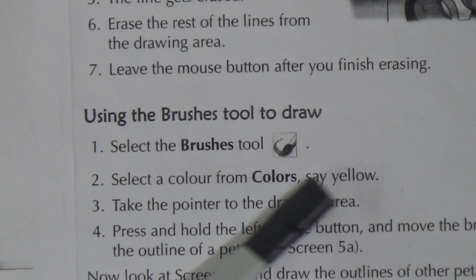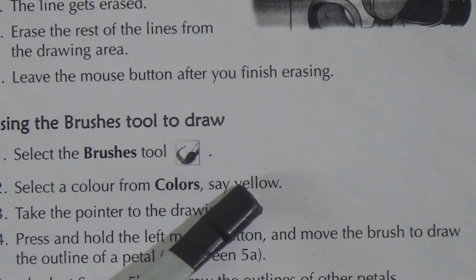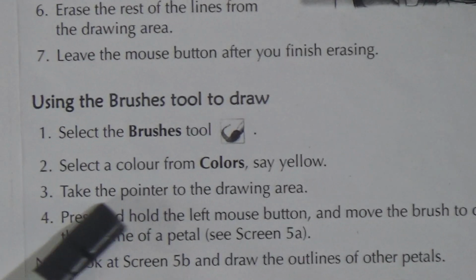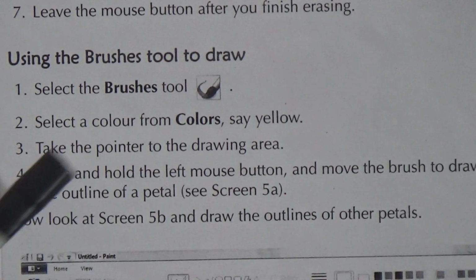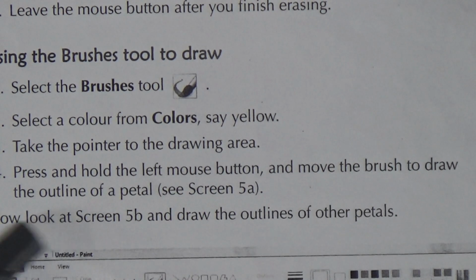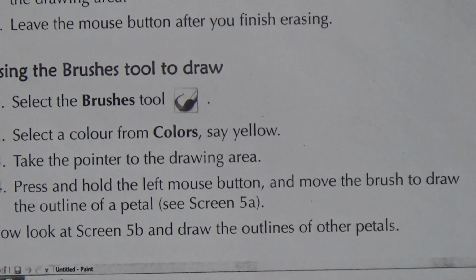Now next step, select a color from colors, say yellow. So now this time you can select the color yellow, or you can select any other color according to your choice. Now number 3, take the pointer to the drawing area. Now you will take the pointer to the drawing area. Number 4, press and hold the left mouse button and move the brush to draw the outline of a petal. So now you can draw the outline of a petal.